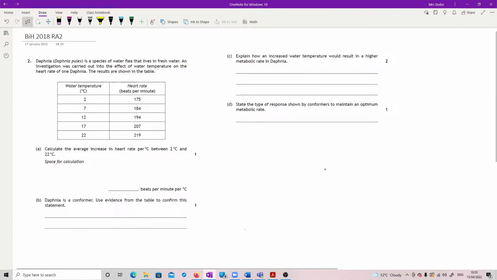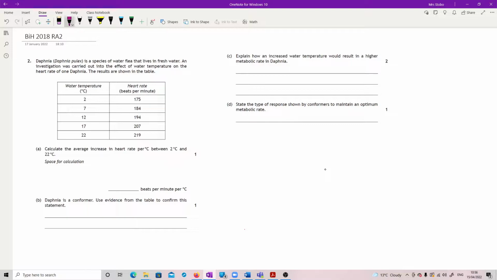Okay, question 2. Daphnia is a species of water flea that lives in fresh water. An investigation was carried out into the effect of water temperature on the heart rate of one Daphnia. Results are shown in the table. We've got our water temperature running from 2 degrees up to 22. Our heart rate is given in beats per minute for each of those water temperatures.